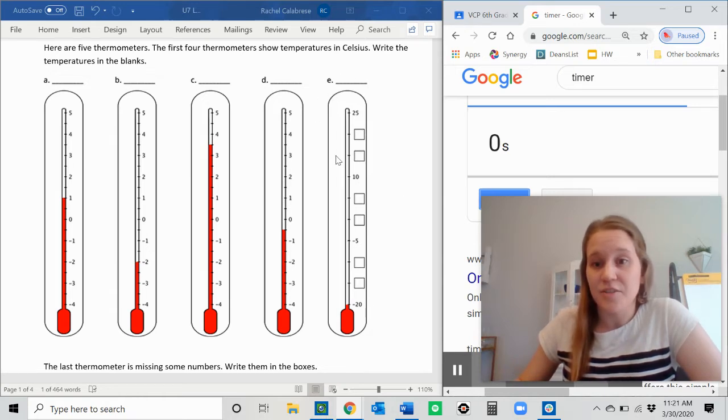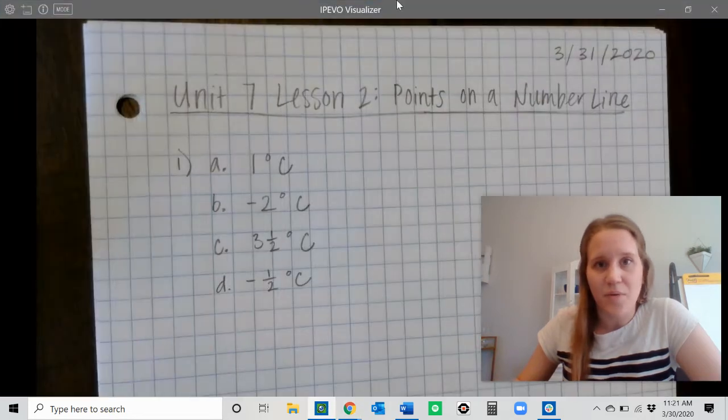I actually want to go ahead and draw this number line on our paper for E. Okay, so let me see if I can get both up here.